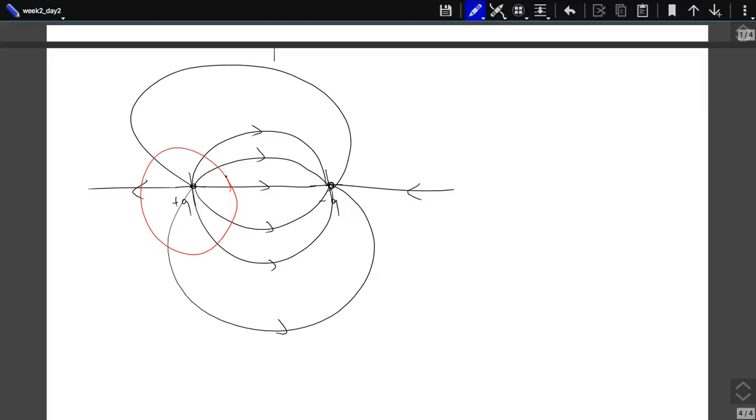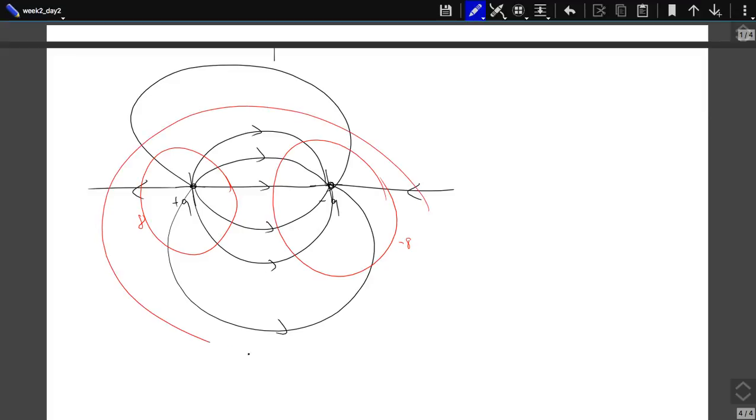Now, what is the number of electric field lines passing through this sphere? Let's count. 1, 2, 3, 4, 5, 6, 7, 8. All of them are going from inside to outside. Let me just put it over here, a small number 8. Let us consider this one. How many electric field lines? 1, 2, 3, 4, 5, 6, 7, 8 of them, but they're all going inside. If they are going inside, I will count them as minus 1. So there's minus 8.